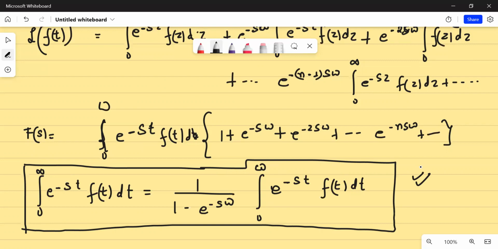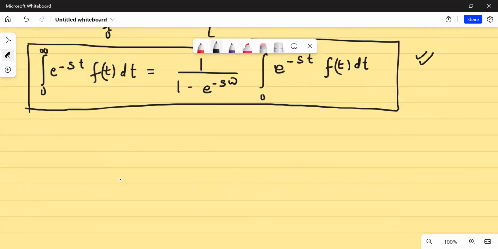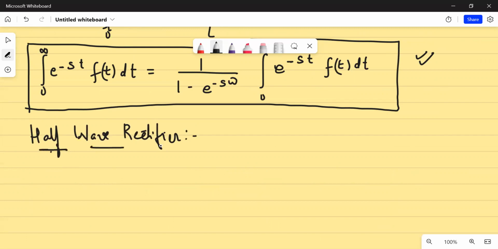Yes, sir. Okay, so let us do one of the exercises where we are supposed to find the Laplace transform of a half wave rectifier. So find the Laplace transform of a half wave rectifier. You know that a half wave rectifier is represented by f(t) equal to sine omega t in one of the periods, and otherwise is 0, in half of the cycle.